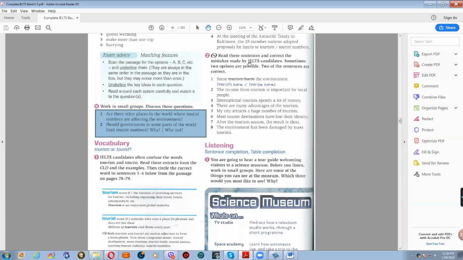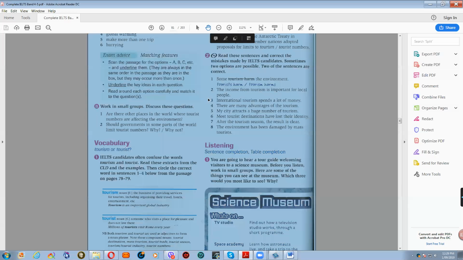Read these sentences and correct the mistakes by IELTS candidates. Sometimes two options are possible. Two sentences are good. The income from tourism. I think it's true. It's good. You could say tourists, but tourism is fine.